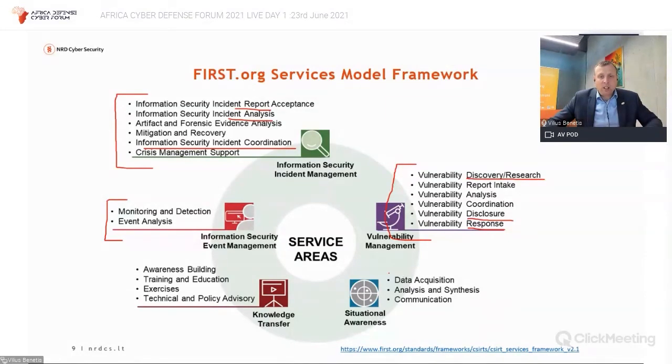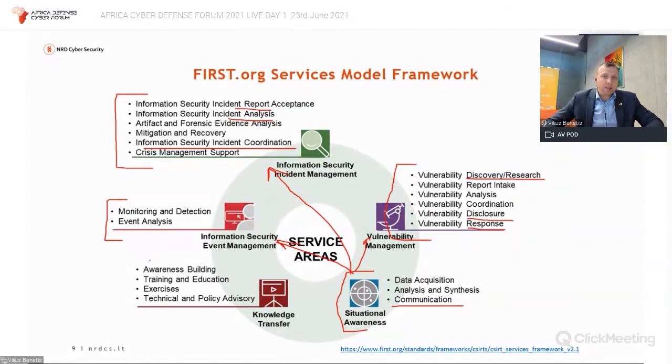Then situational awareness. This is the area we talk about as threat intelligence and related activities, which support other activities, including vulnerability management, including incident handling. It's collecting relevant data sources, which could be external, from private, public, or commercial feeds, etc. Then trying to make sense of it, analysis, synthesis, and then communicating it out, either to an external constituency or to internal teams as well.